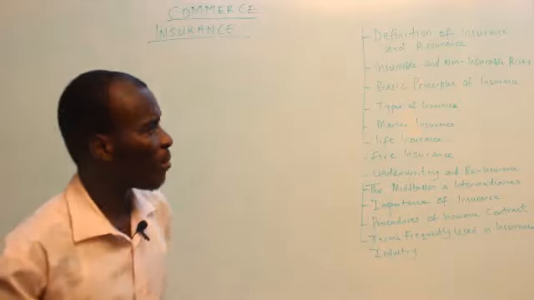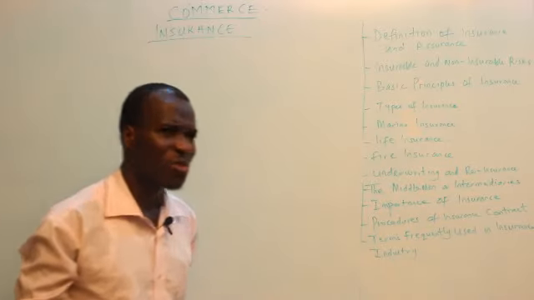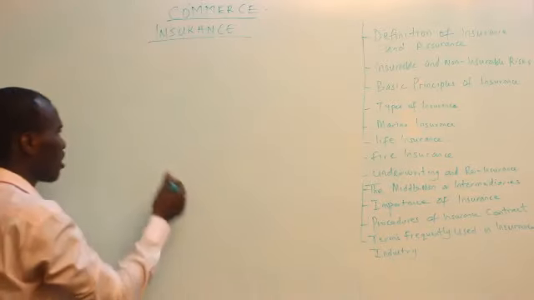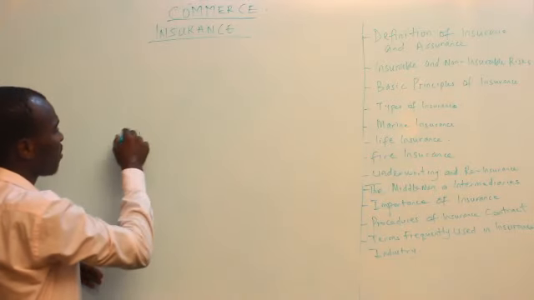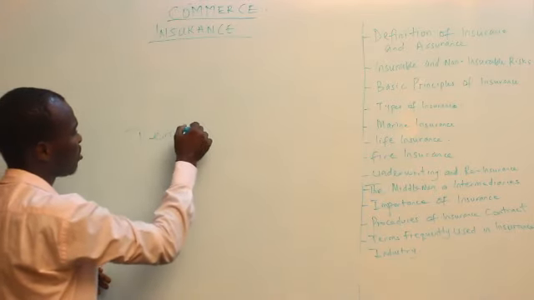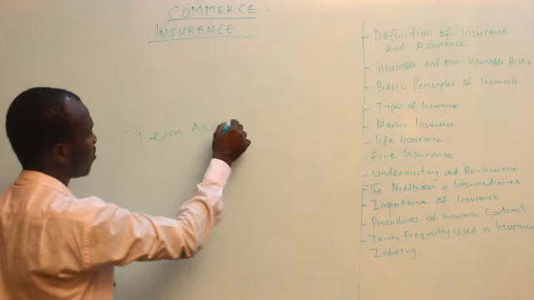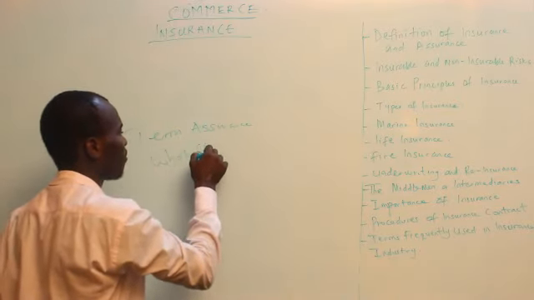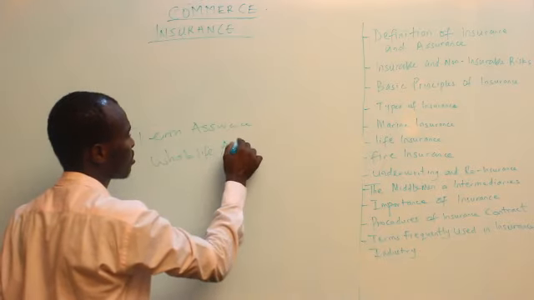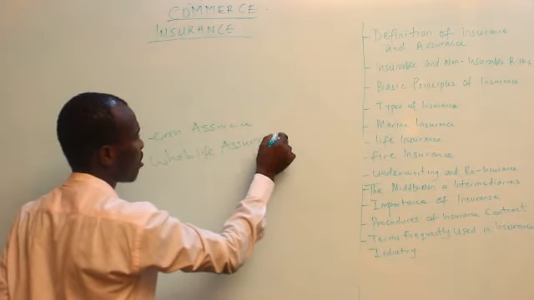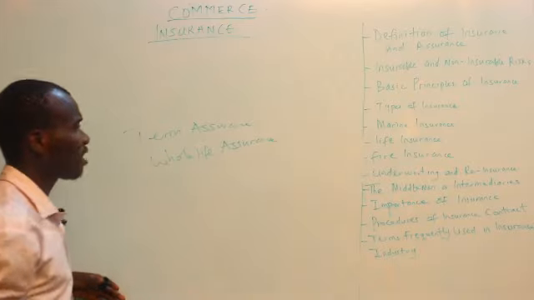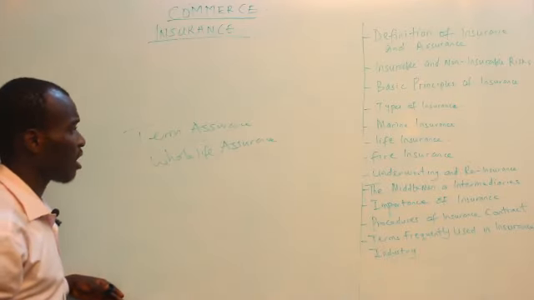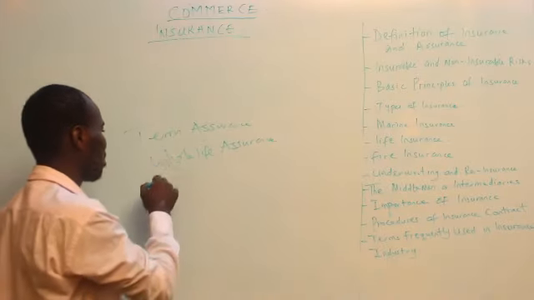So when talking about life assurance, we have different types of life assurance policy that can be taken. We have the term assurance policy. We have the whole life assurance. We have the annuities.